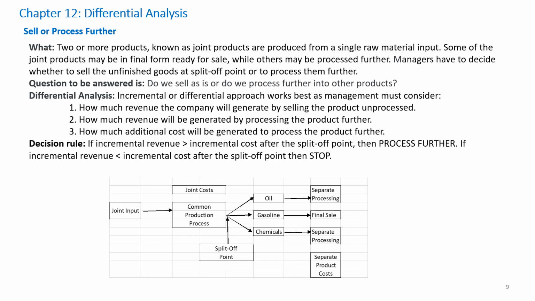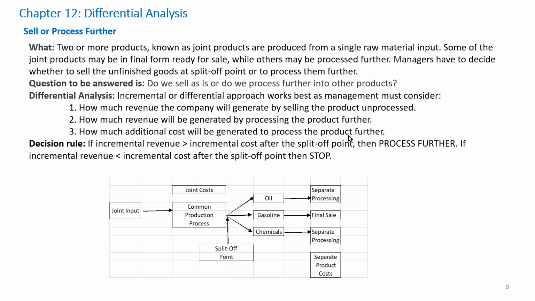When making the decision to sell as is or process further, joint costs associated with producing the raw product should be disregarded from the decision-making process, as joint costs are irrelevant in decisions regarding what to do with the product from the split-off point forward. For these decisions, the incremental or differential approach works best, as management must consider: one, how much revenue the company will generate by selling the product unprocessed; two, how much revenue will be generated by processing the product further; and three, how much additional cost will be generated to process the product further.